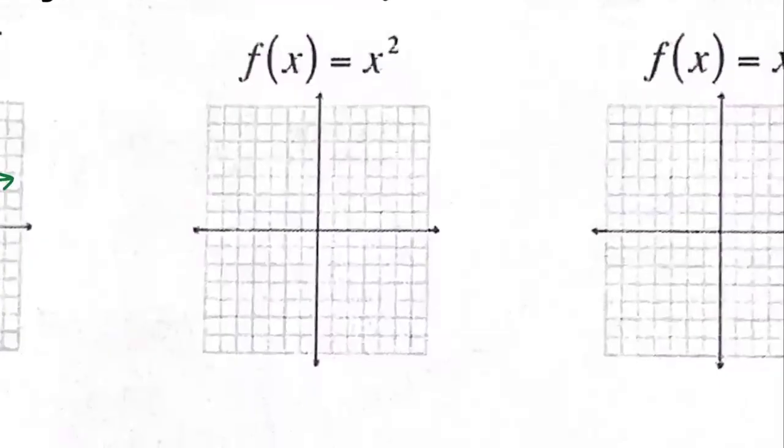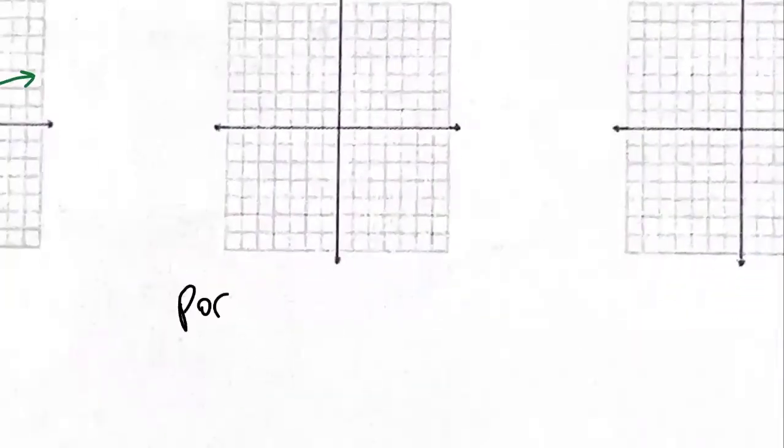Then now you have the parabola. This one's very similar to the absolute value, except the only difference is that this one curves. So it's still like a V at 0, 0, 1, 1, and negative 1, 1. Just know that this one does have to curve.